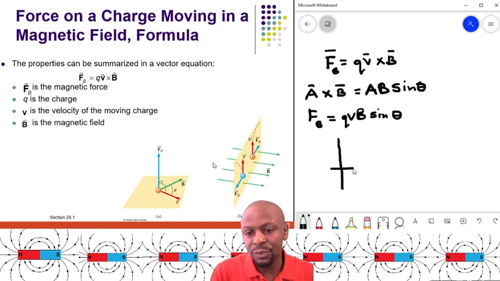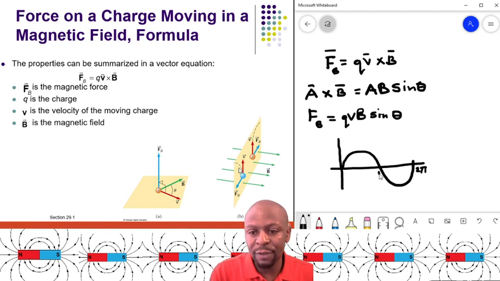I also want to remind you what the sine graph is. The sine graph is drawn like this. That is a sine graph, where here is 2 pi, here you have pi, there you have 0, here you have half pi or 90 degrees, and here you have 3 pi halves. Right. So that is the cross product of two vectors, and the cross product of two vectors is always a vector.